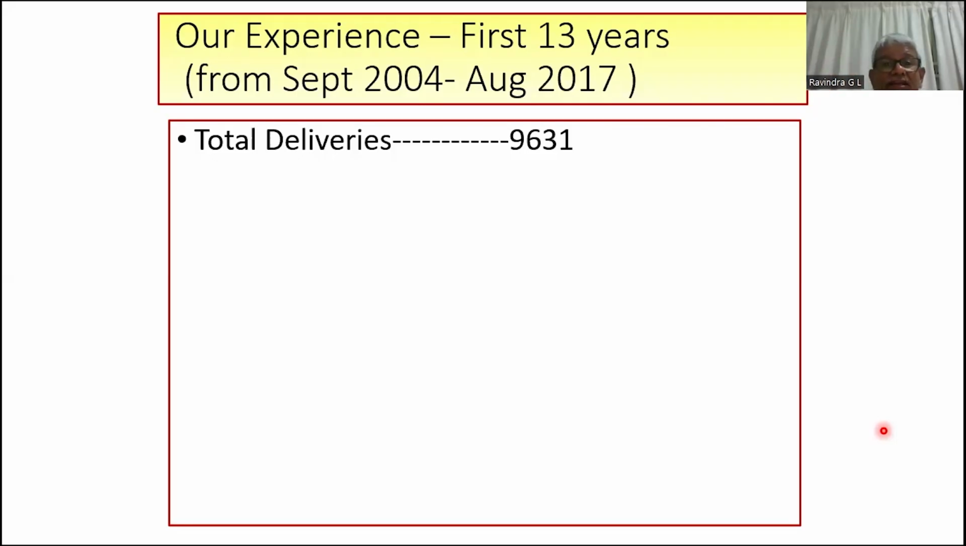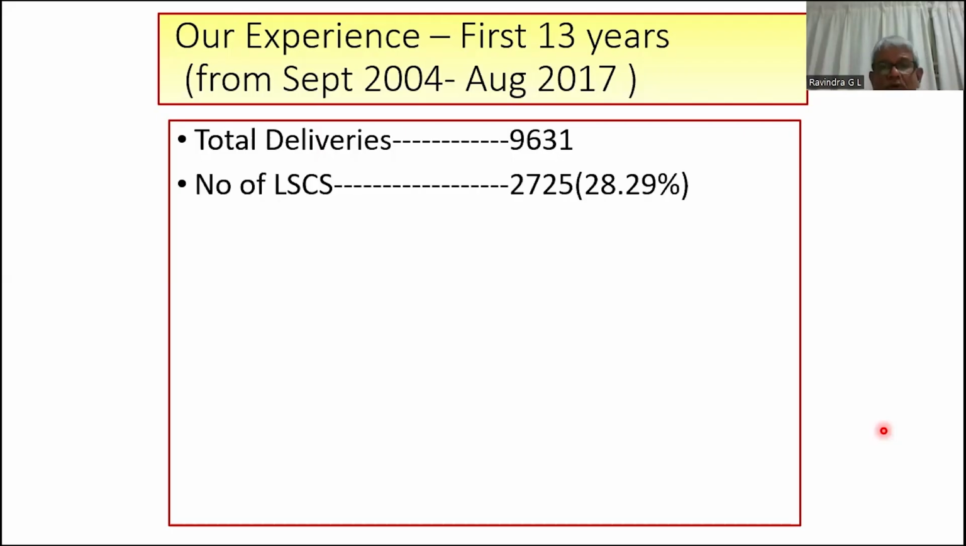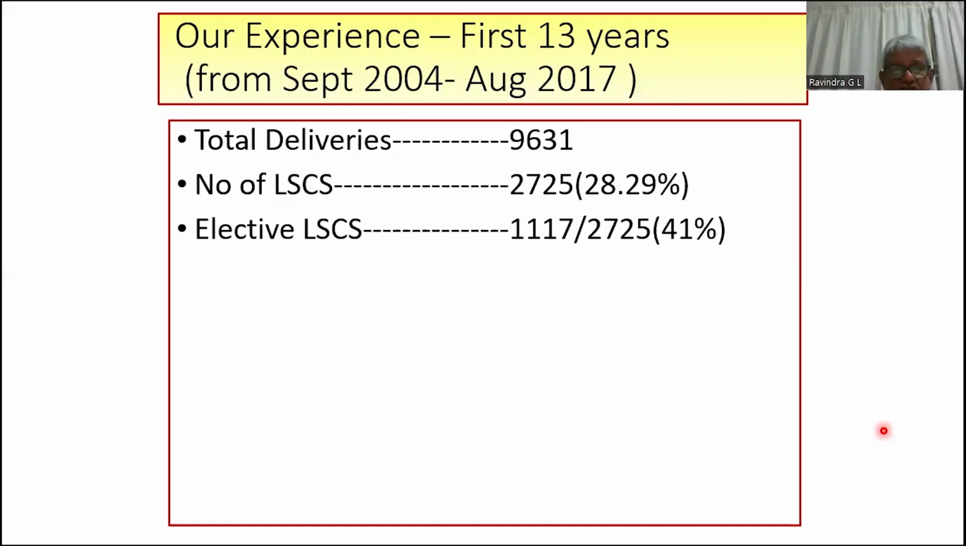The total deliveries in that period in our group was 9,600 plus. Number of cesarean sections was 2,725, which amounted to around 28.29%. This was the total cesarean sections, of which elective cesarean sections were 1170. 41% of the cesarean sections were elective cesareans.